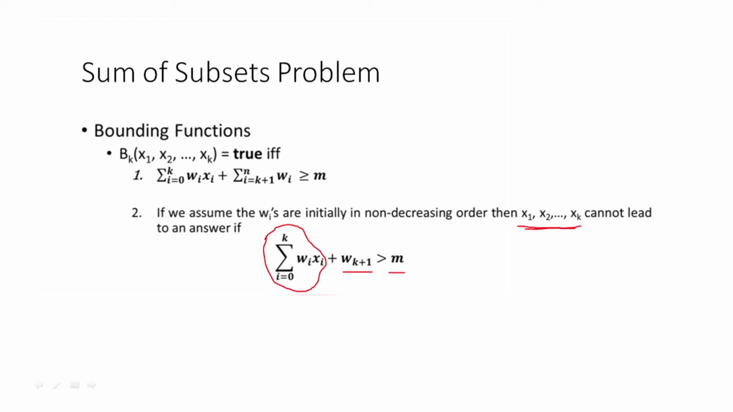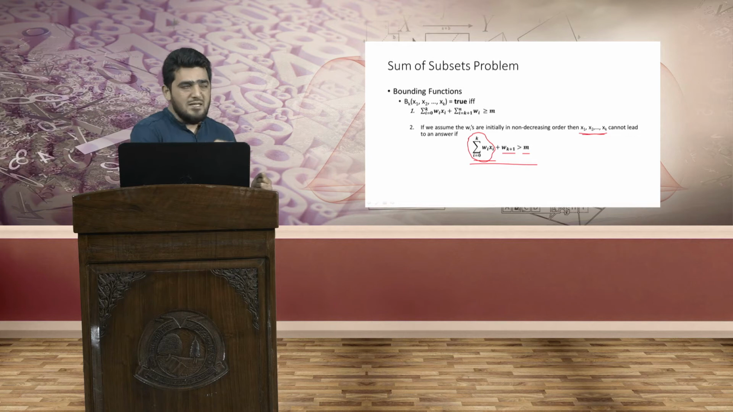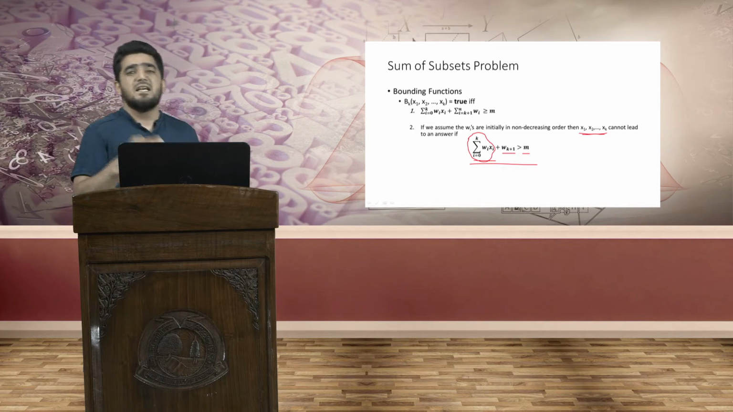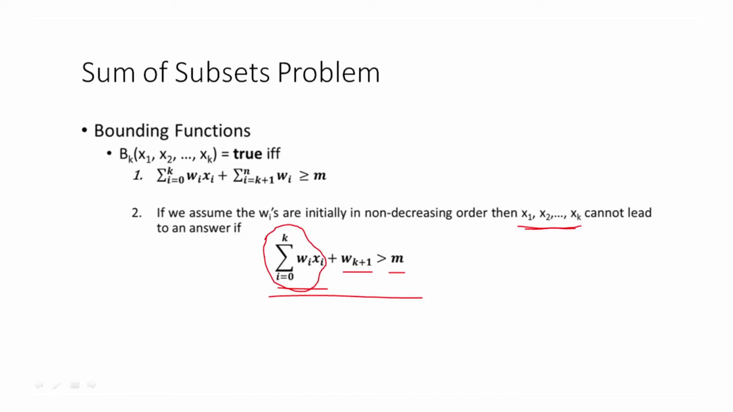What I am trying to say here is, take the weights we have considered so far, for which xi is equal to 1. The sum of those weights plus the immediate next weight on which the decision has to be made, if the sum of these two terms is greater than m, then obviously we cannot get a solution. Because if we keep on adding other weights in the sequence, the value will always be greater than m. It can never be less than or equal to m. If the immediate next weight sums up to a value greater than m, then we cannot find a solution if we keep on continuing with this partial vector.